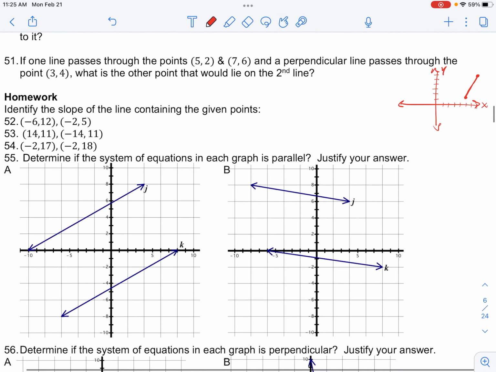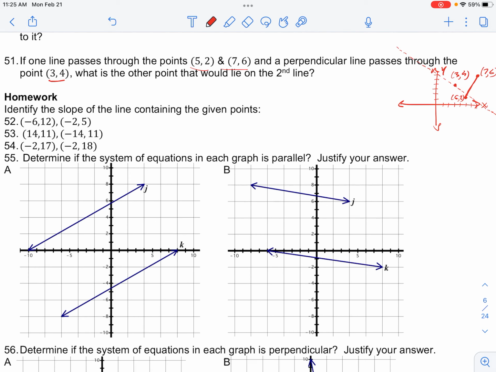So we have a segment formed by (5, 2) and (7, 6). So this is point (5, 2), and this is (7, 6). We also have a perpendicular line that passes through the point (3, 4), which would be somewhere over here. We have a line that forms a right angle with the original line segment. So it would come extending like this.